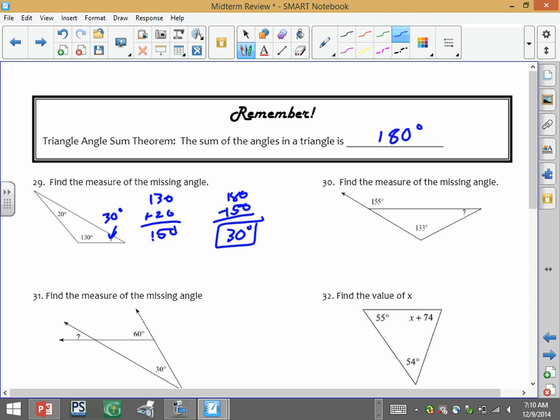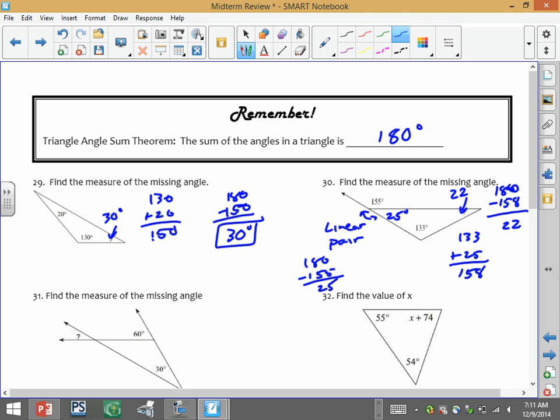More than likely, you're going to have to do a little bit more with it. So here we have a linear pair as a reminder. Linear pairs add up to 180, so 180 minus 155 puts us at 25 degrees. So that tells us this angle inside the triangle is 25 degrees. And now it's just like number 29. So 133 plus 25 is 158, and then 180 minus 158 would be equal to 22, excuse me. So this missing angle right here is 22 degrees.